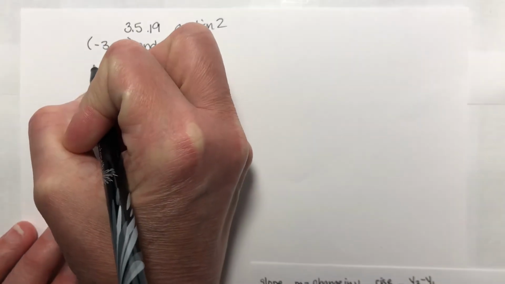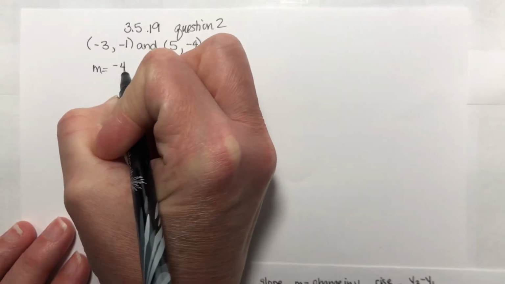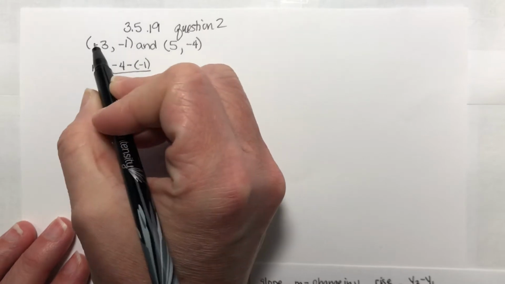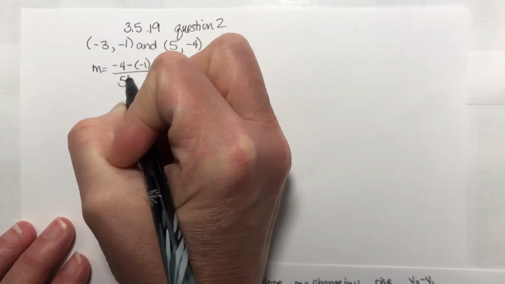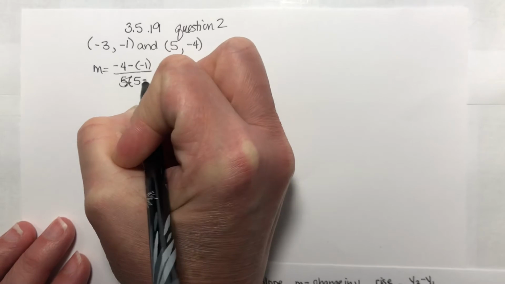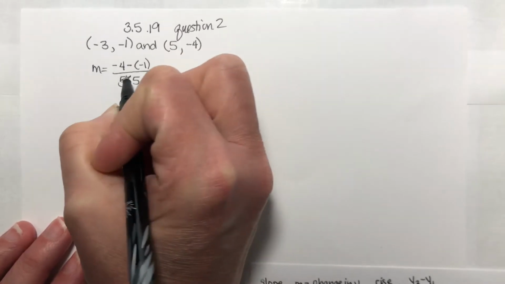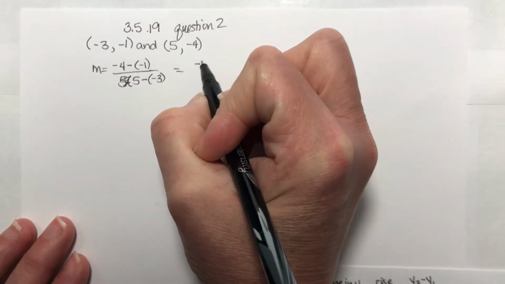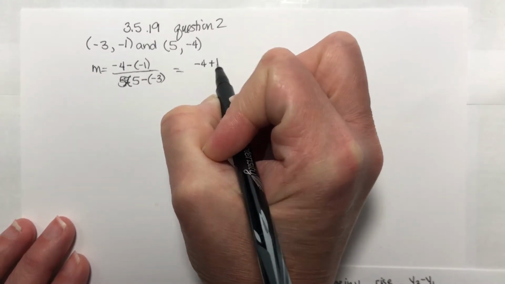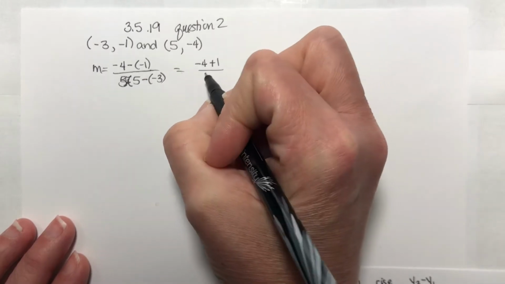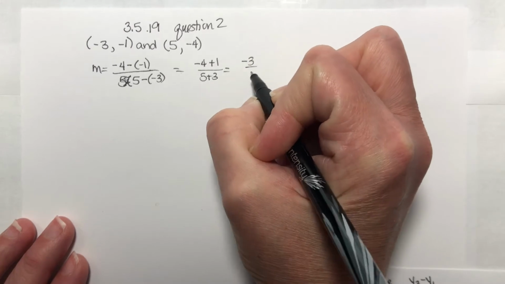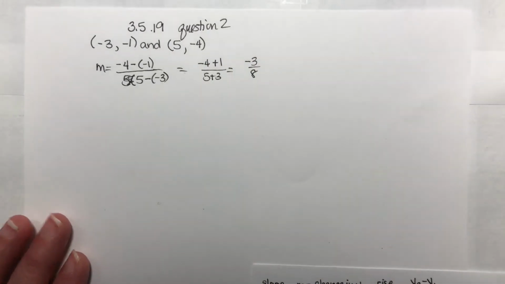So I am going to use the slope formula to find the slope between these 2 points. Slope equals y2 minus y1, so -4 minus -1, over x2 minus x1, 5 minus -3. On the top, -4 minus -1 is +1. 5 minus -3 is 5 plus 3. So I get -3 over 8. So the slope of the line is -3/8.